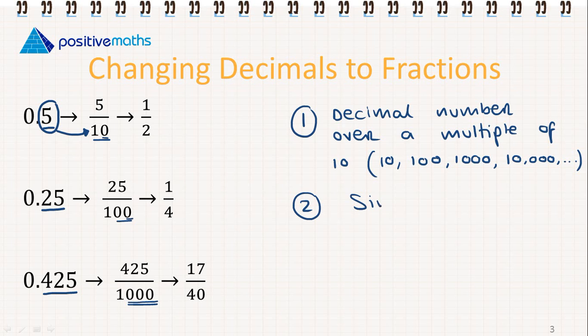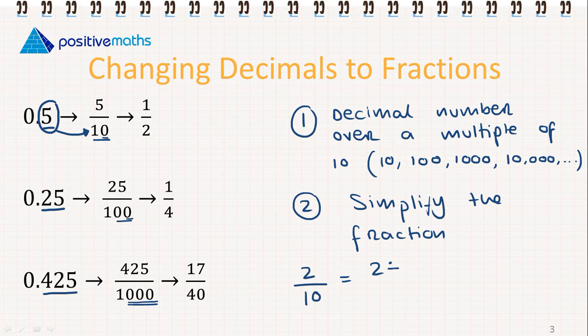Our next step then is to simplify the fraction. So let's just talk about that for 2 seconds. Let's take the fraction 2 over 10. We know that 2 divides into 2 and 2 divides into 10. So we can simplify this fraction by dividing above and below by the same number, to simplify 2 over 10 to 1 over 5. If you need more information on this, find our video for simplifying fractions.